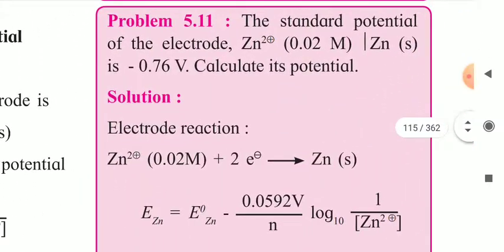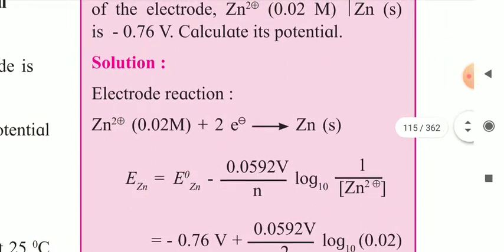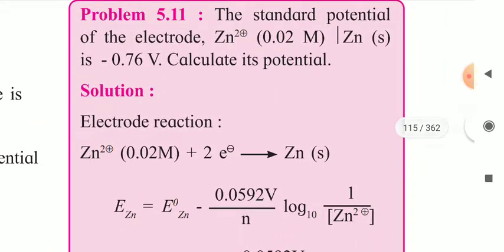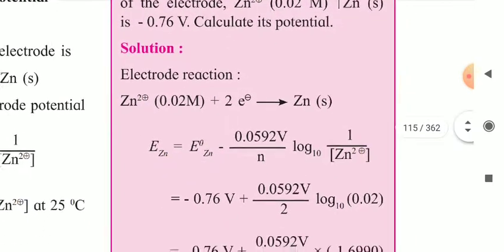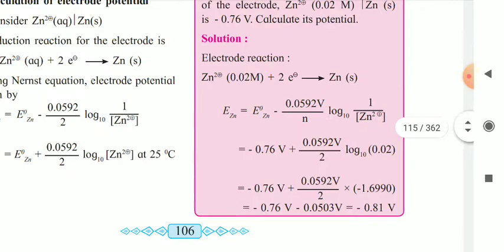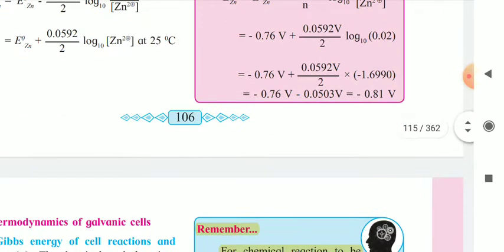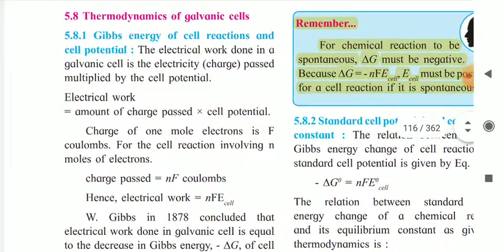Now students, another problem for the half cell they have given here. Before going to that, we already saw the Nernst equation for half cell, and using that relation you can also find the value here. So this is the next part of our chapter, that is thermodynamics of galvanic cells.